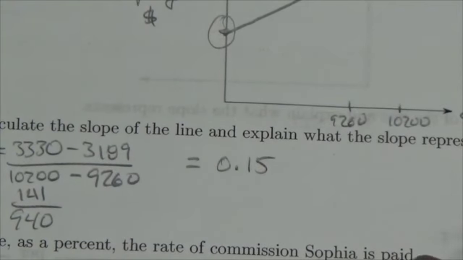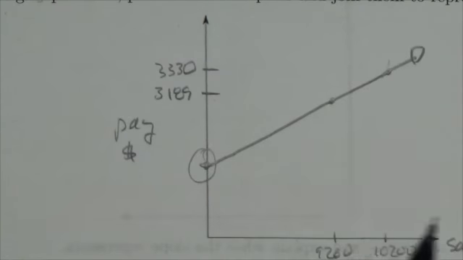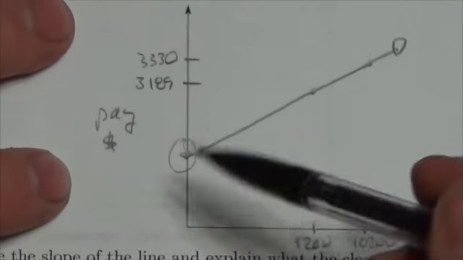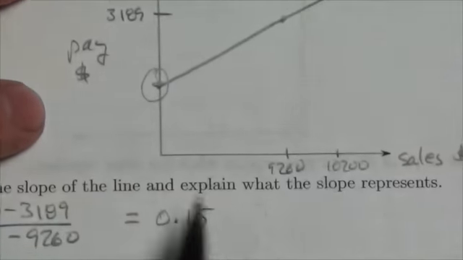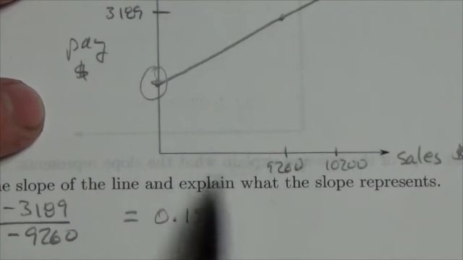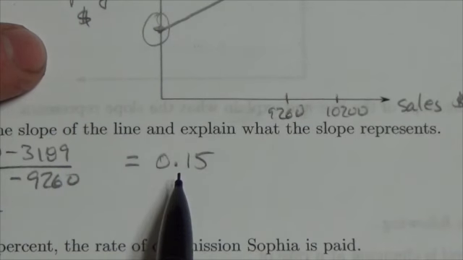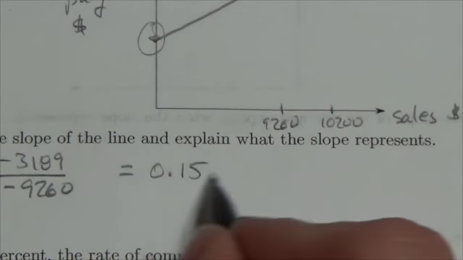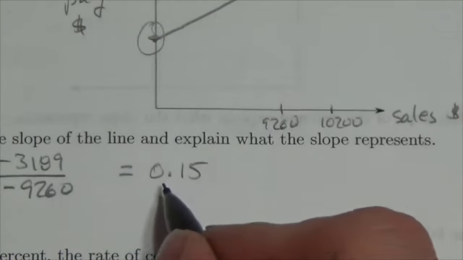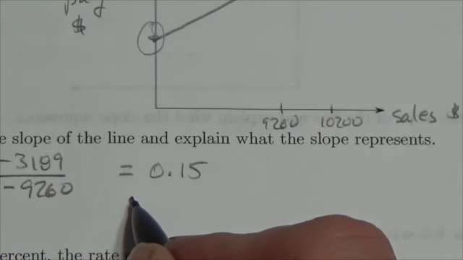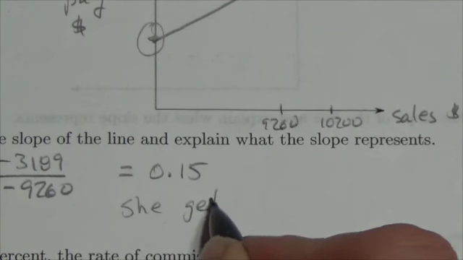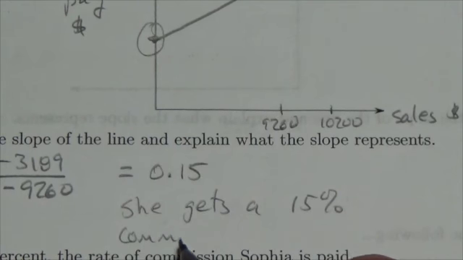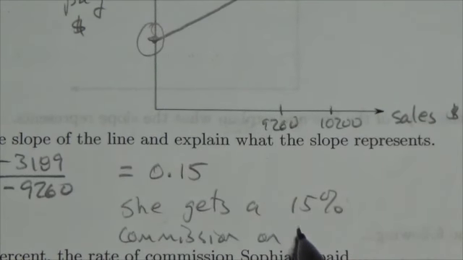Now, what does it represent here? Well, the slope is the change in the dependent variable over the change in the independent variable. That's pay related to her sales. And I'm getting this decimal here. What that is, and I hope that's pretty clear, is her percent commission. What this means is she gets a 15% commission on her sales.